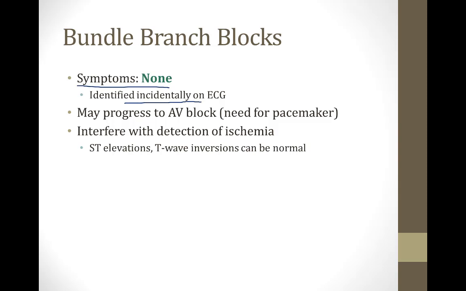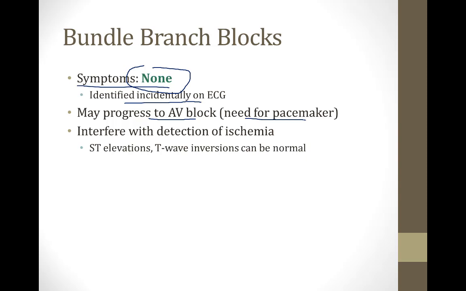As we'll talk about in a minute, there may be an underlying structural heart problem that causes the right bundle branch block, and that problem may cause symptoms, but just the bundle branch block by itself should not cause any symptoms. It may progress to AV block with time and the need for a pacemaker. Remember, if you've got one bundle branch blocked, that means that if the other one becomes blocked, then you're going to have His-Purkinje system disease and you're going to need a pacemaker.